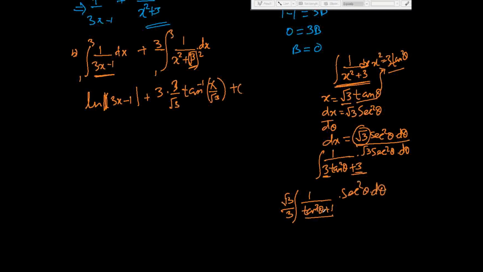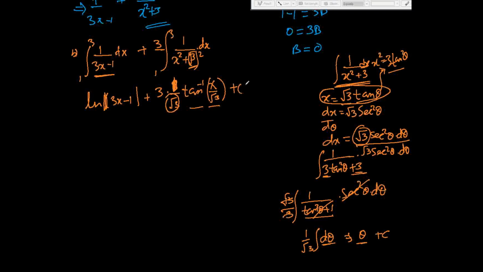Tan square theta plus 1 is exactly equal to secant square theta, so they cancel out. This will also cancel out. So we will be left with 1 over square root 3 d theta. That's it. And what is the integration of d theta? Theta plus c. And what is theta? From this particular assumption, theta will be tan inverse x over square root 3. So that's why I got square root 3 here. This was 1, right?